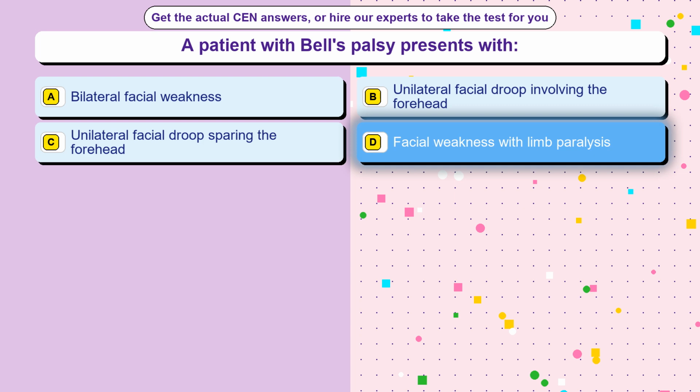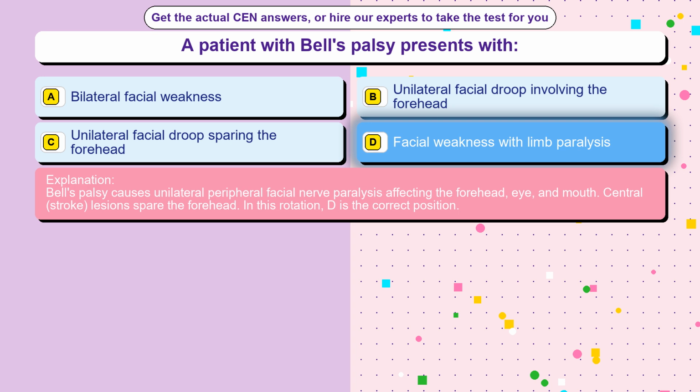The correct answer is option D, facial weakness with limb paralysis. Bell's palsy causes unilateral peripheral facial nerve paralysis affecting the forehead, eye, and mouth. Central, stroke, lesions spare the forehead. In this rotation, D is the correct position.